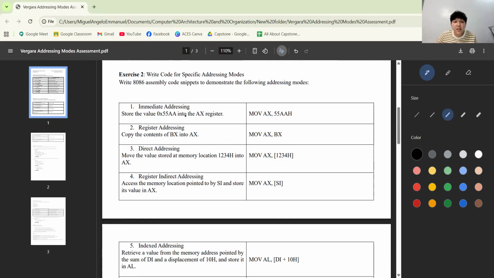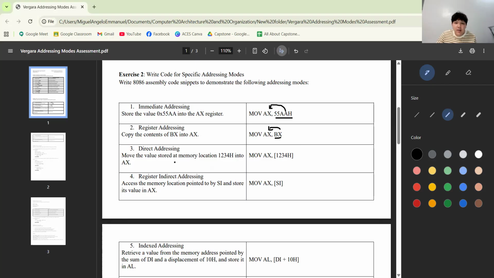For number 1, immediate addressing. Store the value 0x55AA into the AX register. So using immediate addressing, we have our answer MOV AX, 55AAH. So this 55AAH will be stored to AX. Next, we have register addressing. Copy the contents of BX into AX. Just like this one, the BX will be copied towards AX using register addressing.